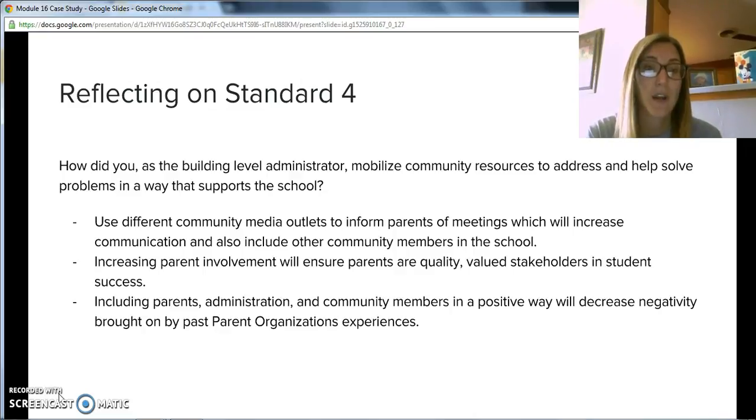And then increasing parent involvement will ensure that parents feel like they are a quality, valued stakeholder in their students' success. And then including administration, parents, and community members in a positive way will hopefully decrease that negativity that's currently in the district because of past experiences with parent organizations.